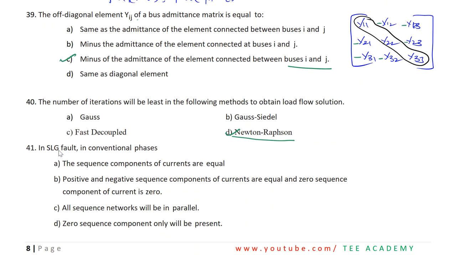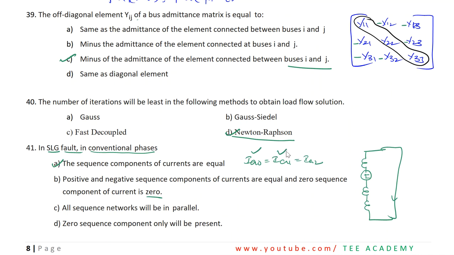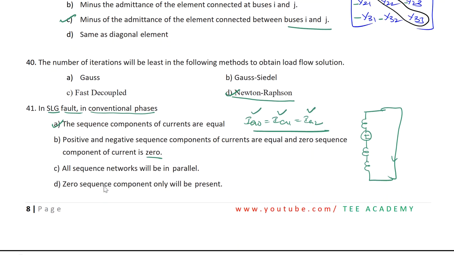Next one, 41st question. In a single line to ground fault, SLG means single line to ground fault. The sequence components of current are equal: the positive and negative sequence components of the currents are equal, and the zero sequence component too. If you take the sequence network of this single line to ground fault, all the sequence networks are connected in series. So the sequence components of current are equal, that is Ia0 is equal to Ia1 is equal to Ia2. The zero sequence current is equal to the positive sequence current is equal to the negative sequence current. All are the same. So the answer is A here. Next one.